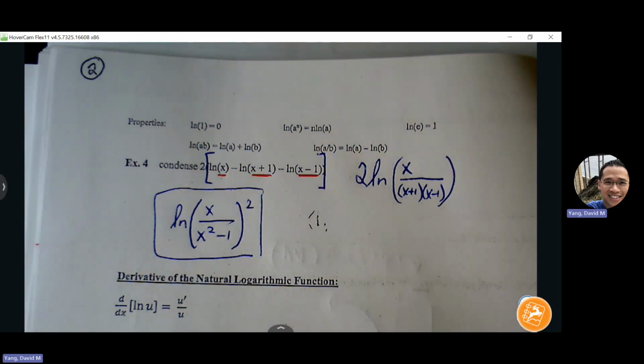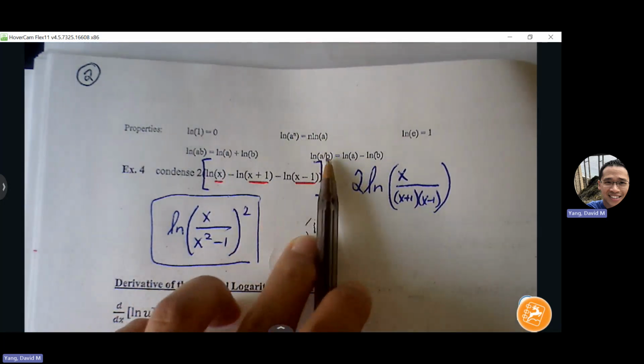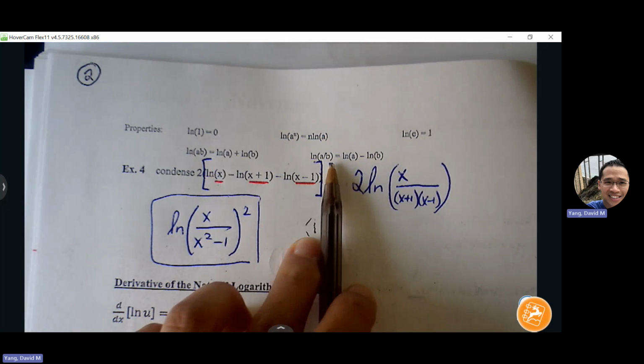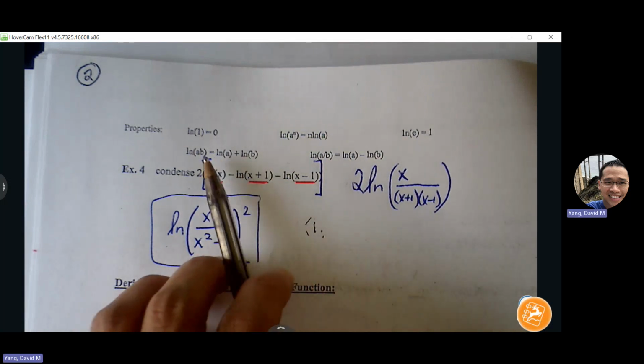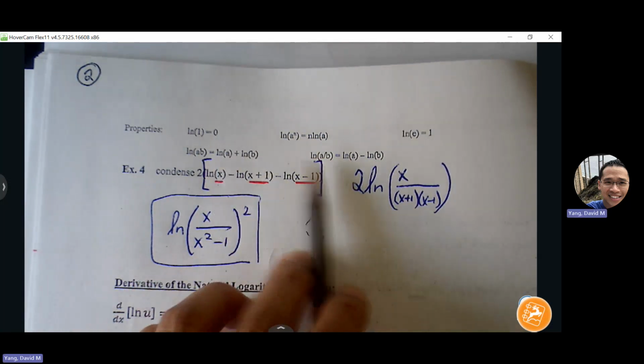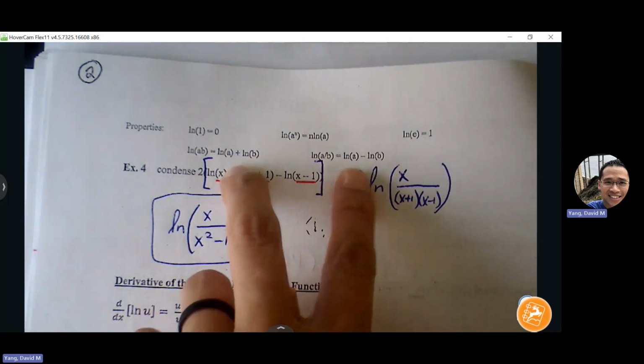Okay, so that was just a bit of a review of properties with logs and with natural log. And all these properties also work for logs of any base. So if it's base 2 or base 3 or base 5, all these properties are still true.